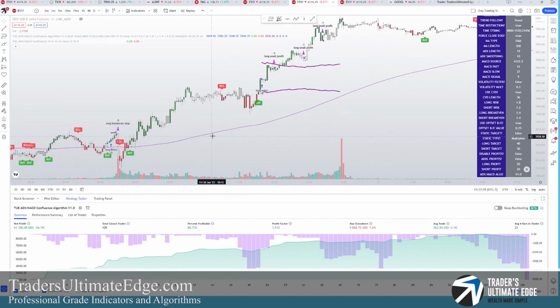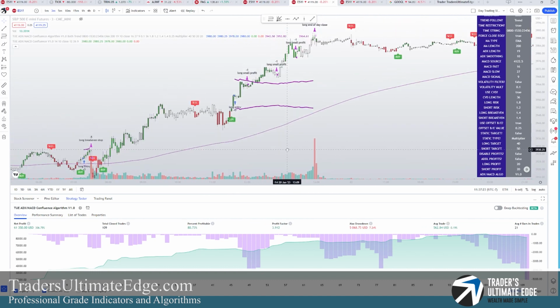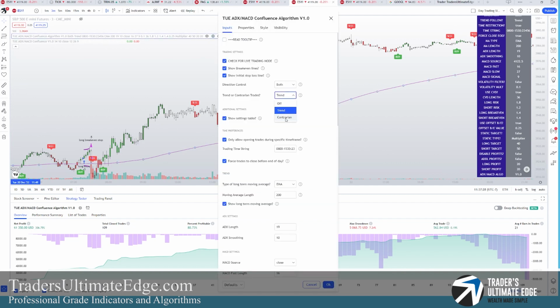When the stock is above the moving average, it will only look for longs. When it is below the moving average, it will only look for shorts. And that's what it means by trend. You can also do contrarian. So you can trade contrarian with the trend, right? And then you could set, say, a static take profit and turn it into a contrarian trading scalper. Those actually work really well with a static profit target.